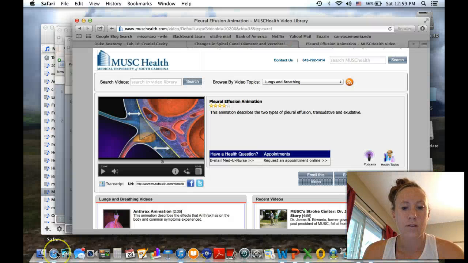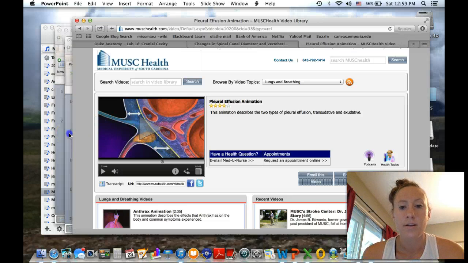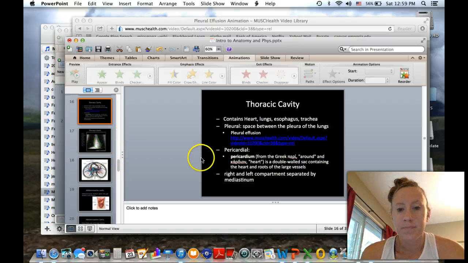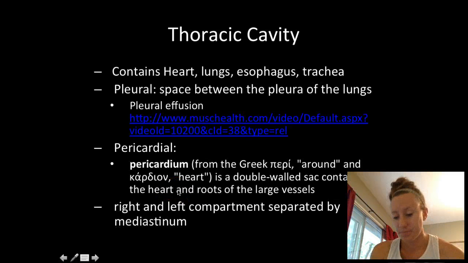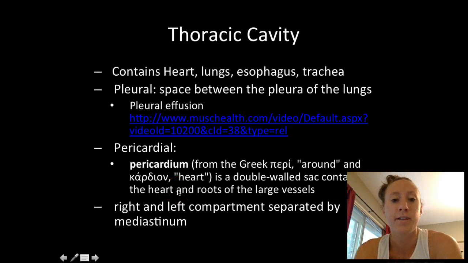Okay, so we can see the pleura is that area that contains the heart and the lungs. Okay, that's our thoracic cavity, which is in the ventral body cavities.